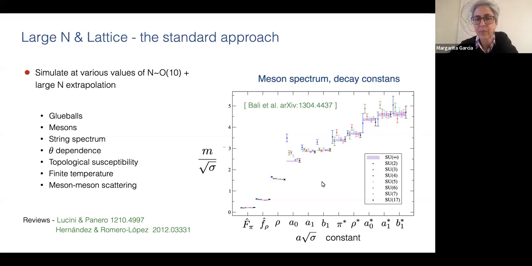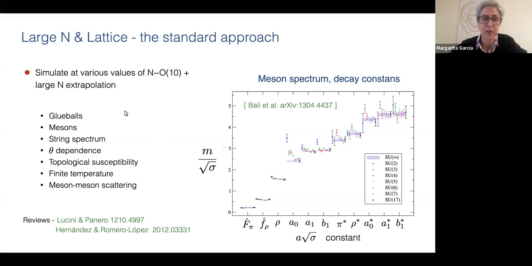Typically in the standard approach, what one does is to simulate at various values of N. The values of N that can be reached are not that large, typically of order 10, and then extrapolate to the large N limit. So for instance, here you have results at various values of N, and the purple band is the extrapolation to N infinity, using values ranging from 2 to 7, which is typically the usual. They have here SU(17), which is somewhat unusual to get there.